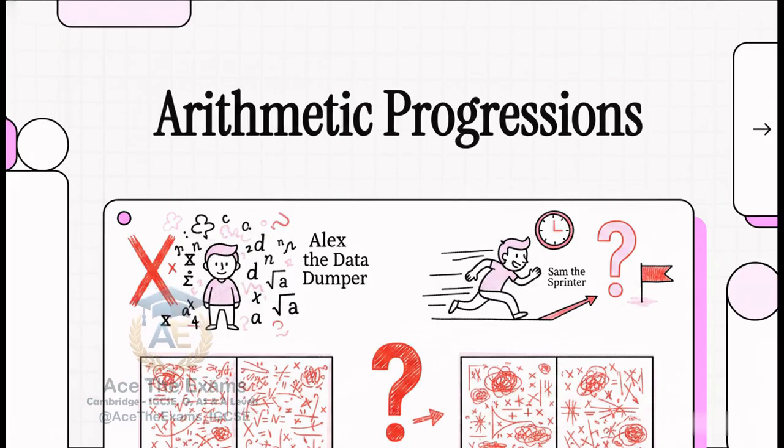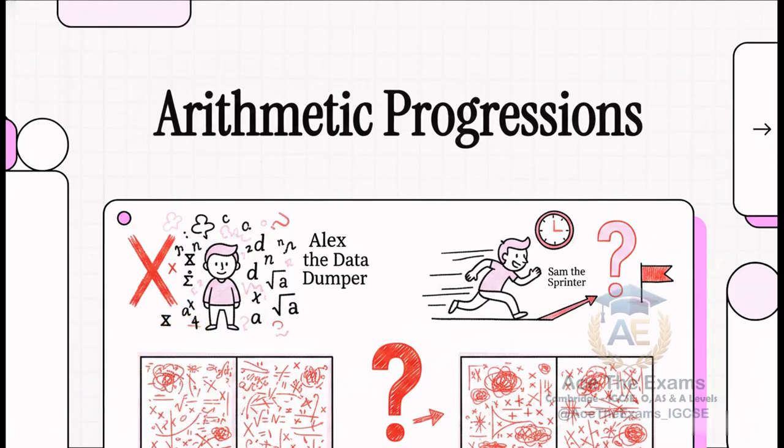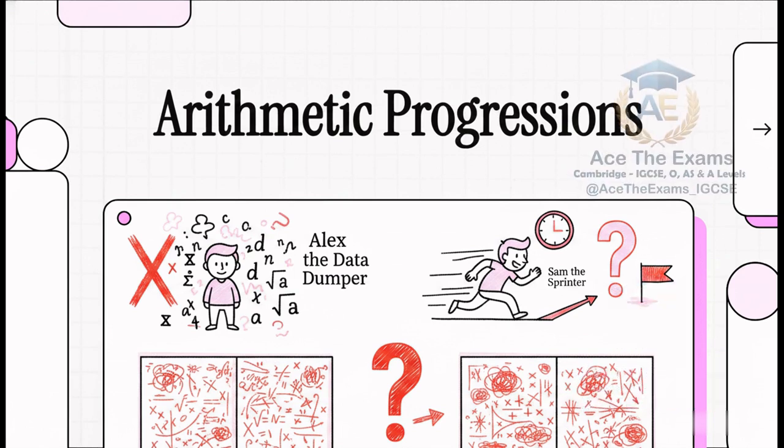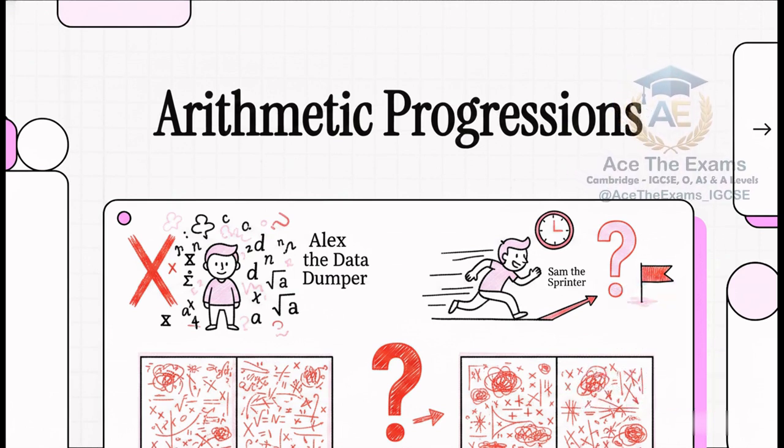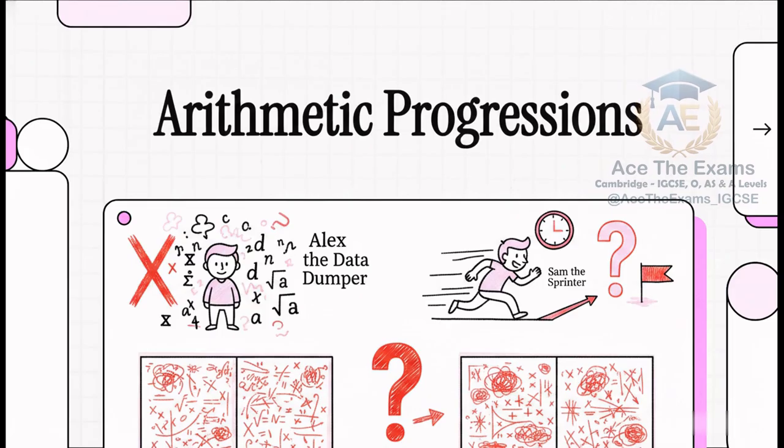So, I want you to imagine you're sitting in the exam hall. You are staring down a real Cambridge mathematics past paper question. And honestly, whether you're studying syllabus code 0580, 0606, 4024, 4037, or even 4040, the pressure is exactly the same. The clock is relentlessly ticking down.